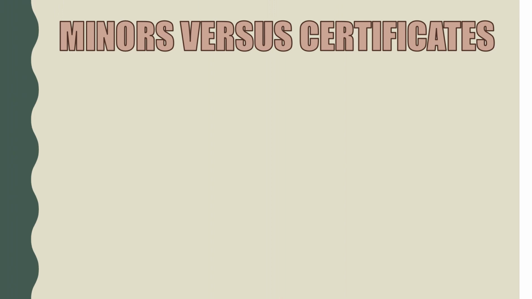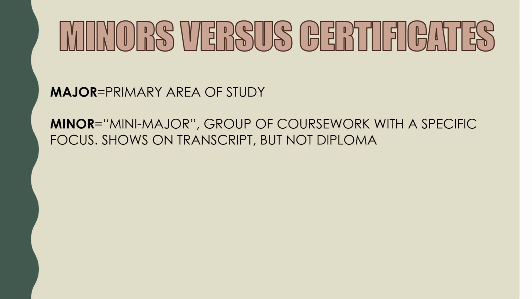So something else we want to think about here as we're working on the degree planner is the idea of potentially working in minors or certificates as you're planning everything out. To clarify what these mean, if you're unfamiliar with your terms here, your major is going to be your primary area of study, but a minor is going to be almost like a mini sub-focus of coursework that shows that you have a specific area of expertise. This shows on your transcript, but not on your diploma.